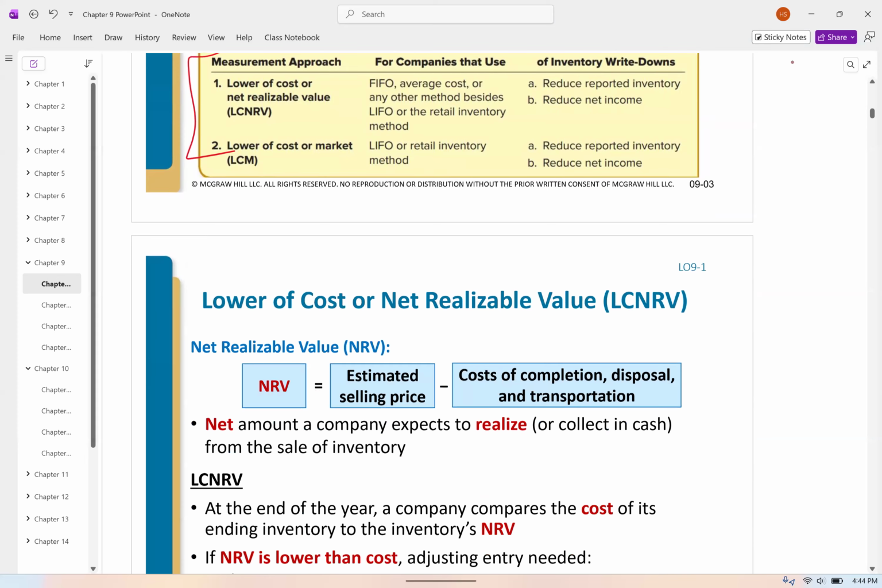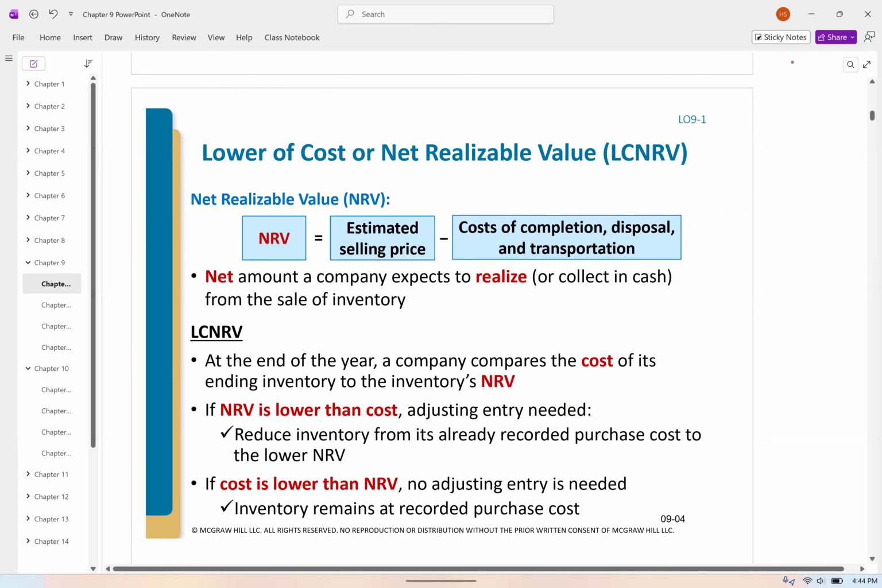The first one, lower of cost or net realizable value, is what LCNRV means. Let's talk about what NRV is. NRV is net realizable value. It is the estimated selling price minus any cost of completion, disposal, and transportation. That could be a really small number, but if it is something like a vehicle that's going to be sold, a commission that a salesperson is going to earn would fall underneath that cost of completion and disposal.